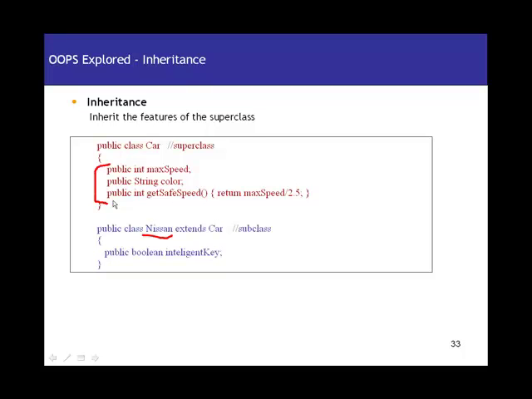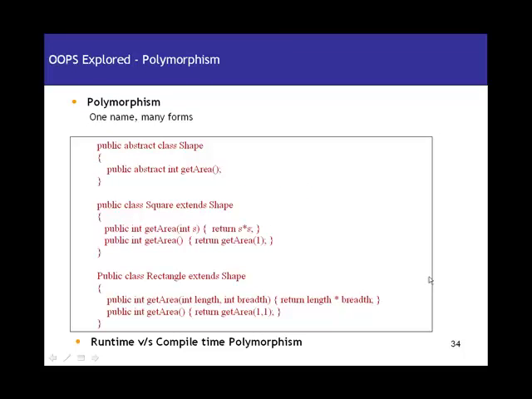Okay, so basically this is what inheritance is all about. Whatever common things you have, you put them in the superclass, and whatever things are not common, which are special to some subclasses, you put those in the subclass, right? Okay. Polymorphism. Polymorphism is one name having many forms. So let's have a look at an example here to understand what this really means.